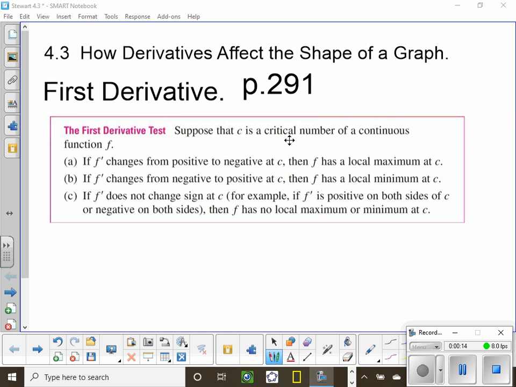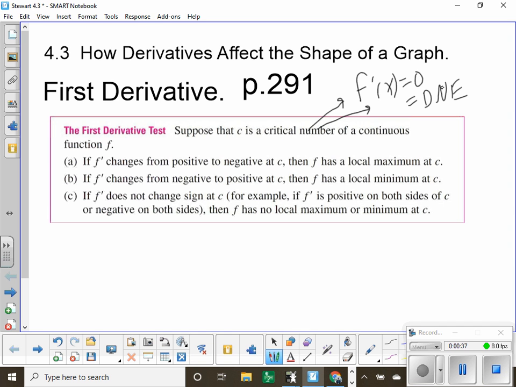So the first thing it says is we have a critical number. And how do we get critical numbers? Critical numbers come from two things: we figure out where the first derivative is equal to 0, right? Or we figure out where the first derivative does not exist. So those are the places where the critical numbers are. So the sign changes are important here.